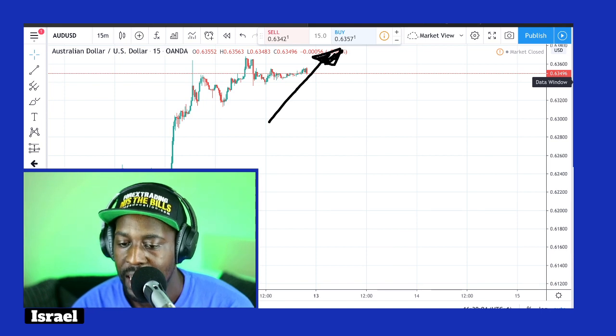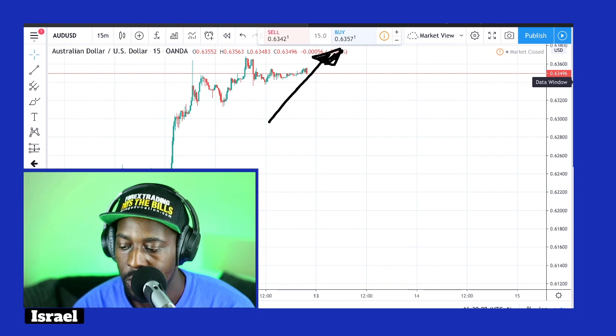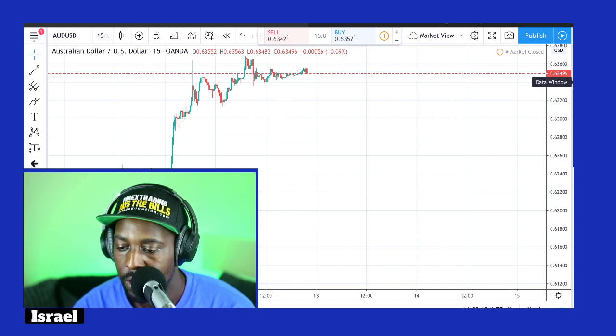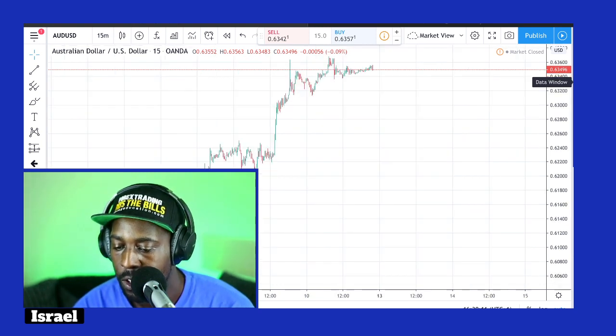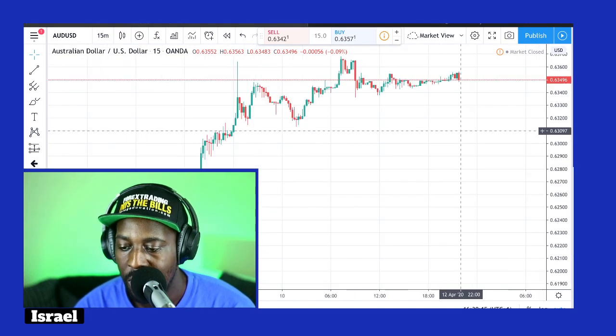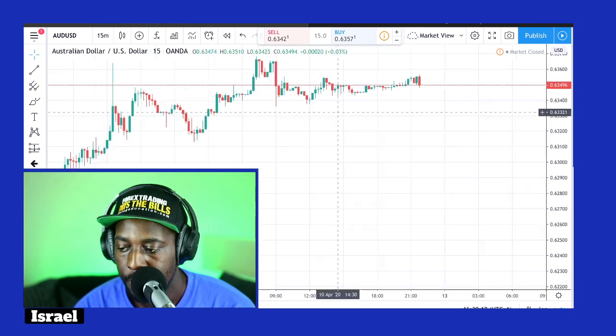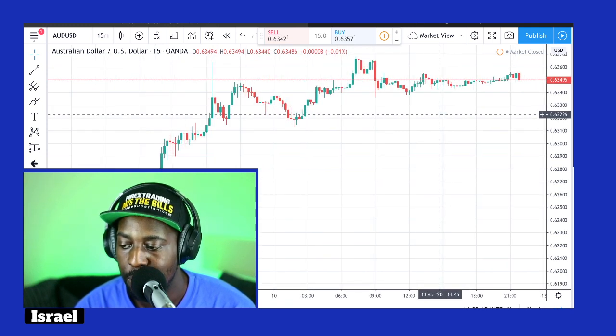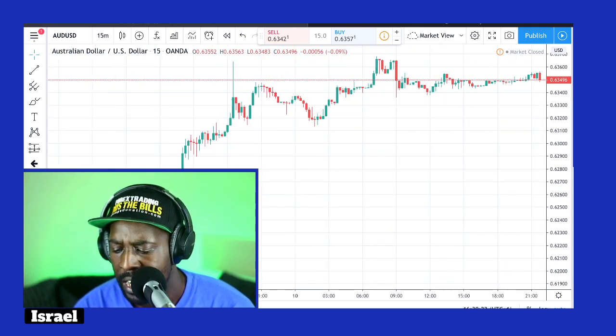And as we go down, let's look at this in closer time. Okay, let's go closer. Bear in mind, we had a bank holiday on the last trading day. This is why a lot of this price action is really like this, right?